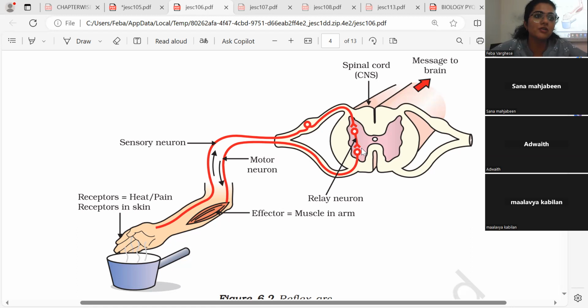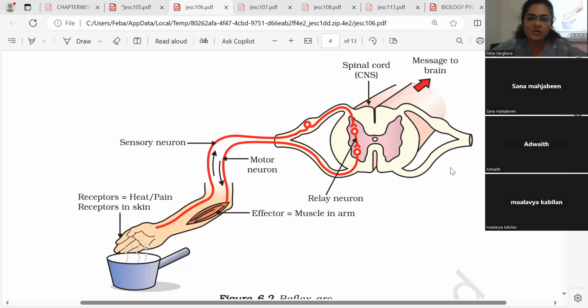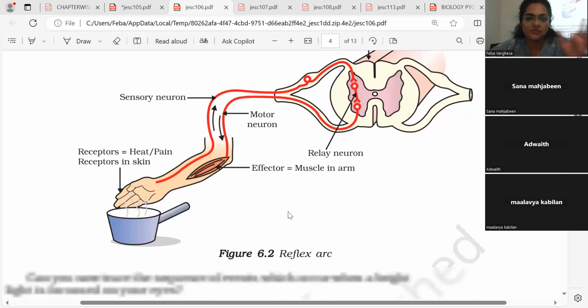What is the other name for relay neuron? Interneuron, right? Yes, interneuron or association neuron or relay neuron, any name you can use. And then what happens from the interneuron? The information is processed and it moves into the motor neuron. Motor neuron supplies the information to the effectors of your body. Effectors can be muscles or glands, remember. Muscles or glands are the effectors in your body.